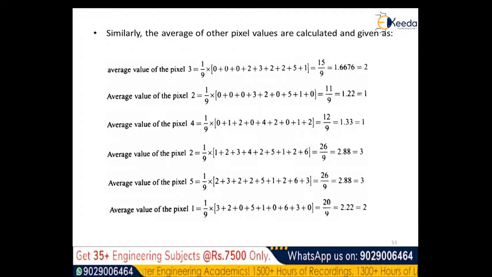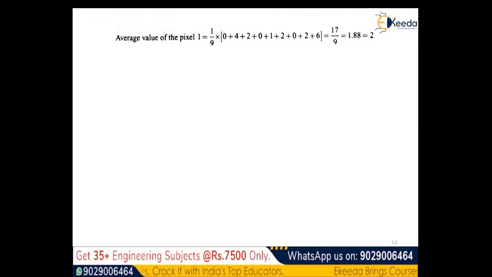Now for the pixel represented by 1 here, the addition comes out to be 20. When you divide it by 9, you get 2.22. Rounding here, it is equal to 2. So here we have all these particular values. We continue for the other pixel values as well.